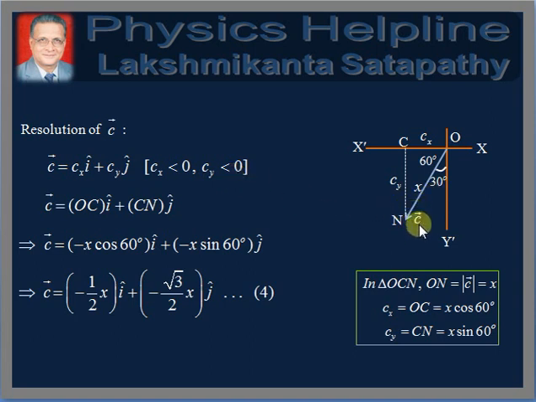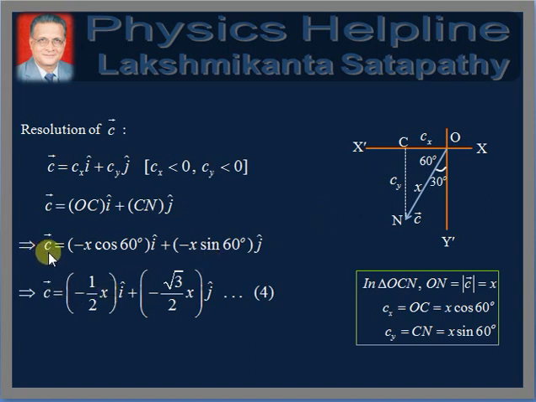Again, it is given in the question that vector C makes angle 30 degrees with negative y-axis. Therefore, the angle it makes with negative x-axis is 60 degrees. Therefore, angle NOC is equal to 60 degrees. And the magnitude of vector C, that is OC, is equal to x. Therefore, we have OC is equal to x cos 60 and CN is equal to x sin 60. Let's not forget that both are negative.